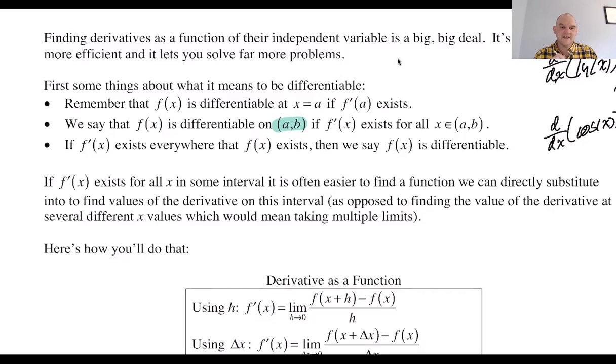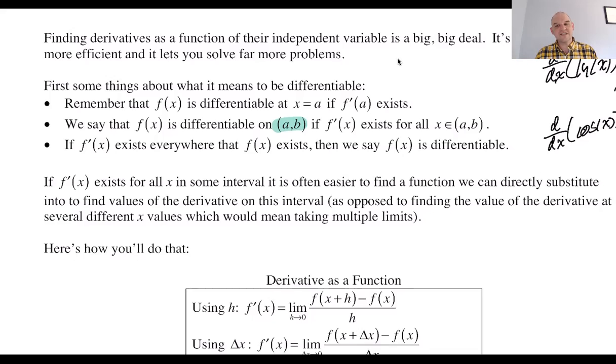If f prime of x exists everywhere that f of x exists, right? So everywhere f of x exists is the domain of f of x. So if on the domain of f of x, f prime exists at every single point, then we're going to say the function is differentiable overall, right? So that's a very strong statement to make. Like cosine of x, for example, is a differentiable function. Natural log of x is also a differentiable function because on their domains, the derivative exists at every single point.